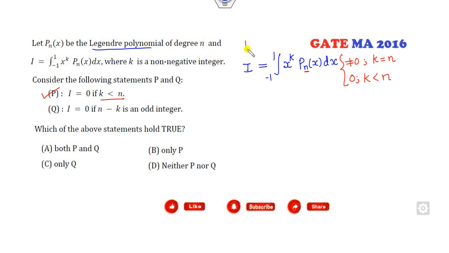This is the first method. Otherwise, if you forget this method, again it is very simple, what you can do is choose any value of n and k.